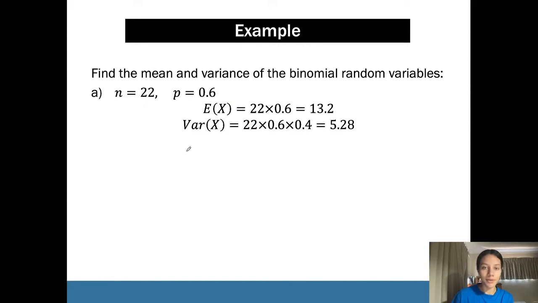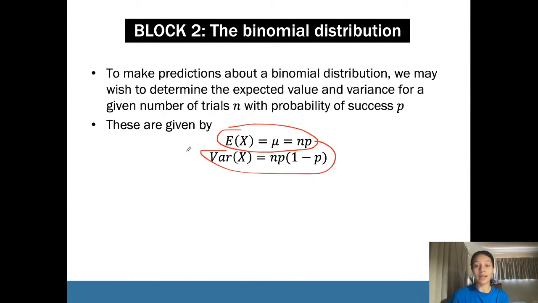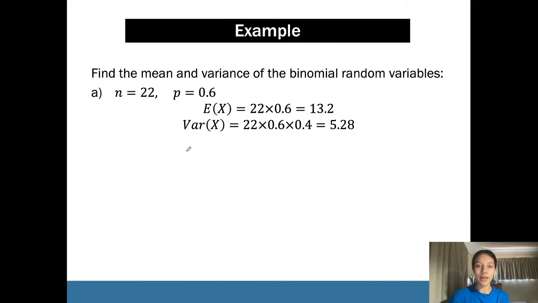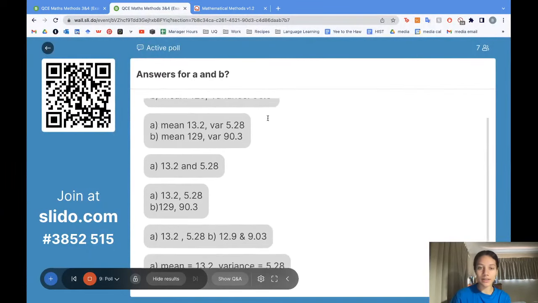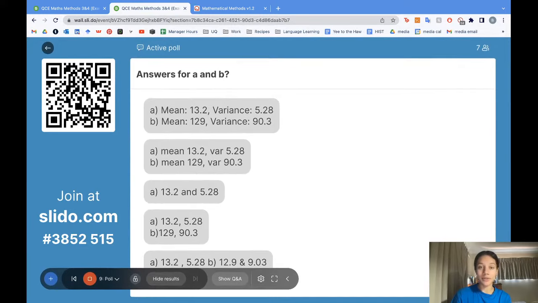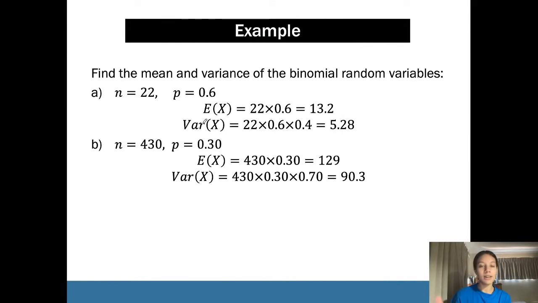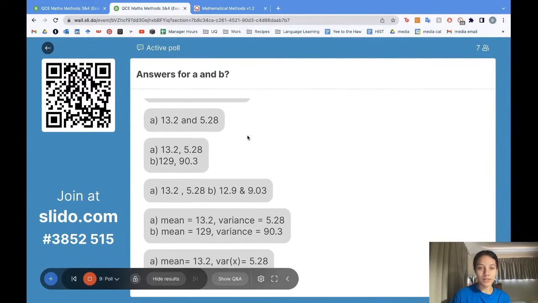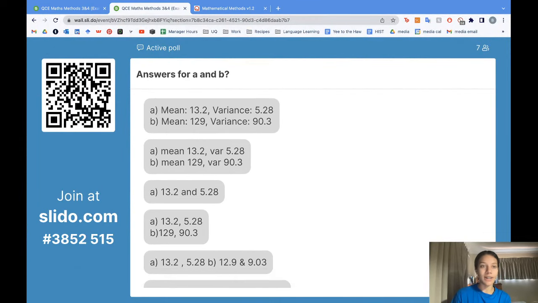Alright, what I'm going to go through is the first one. We substitute into the expected value, which will be n times p, so that should be 13.2. And then our variance is n times p times 1 minus p. So that should be 22 times 0.6 times 0.4. That will give us 5.28. And I think everyone got that. Awesome. And then for B, again, substitute in using the exact same process, we should get 129 and 90.3, which again, I think just about everyone got. Great. Thanks, guys.